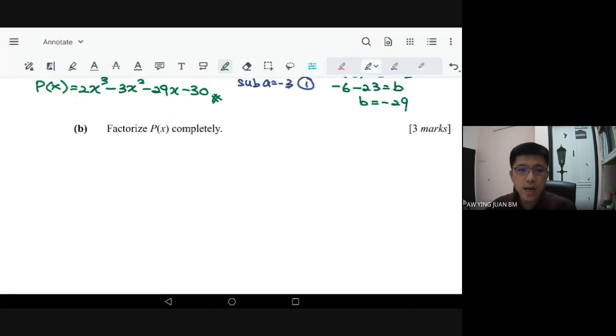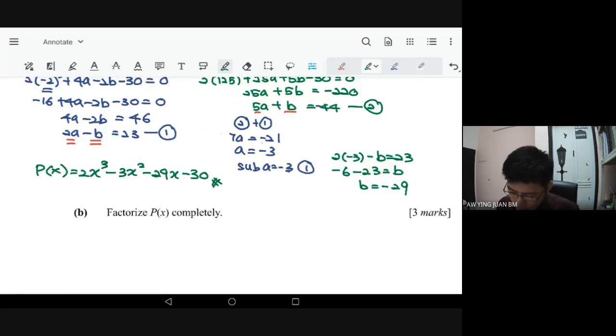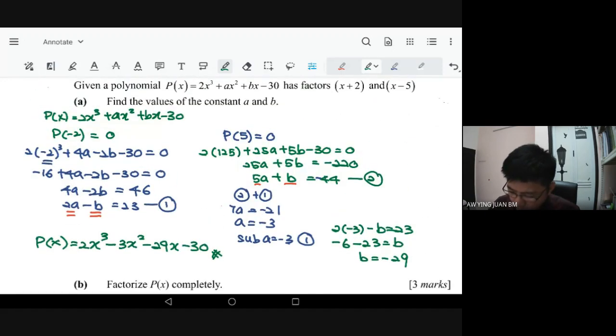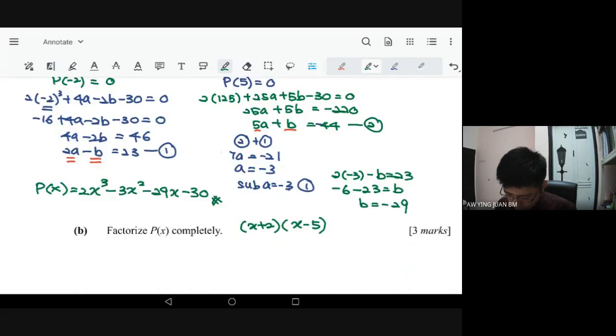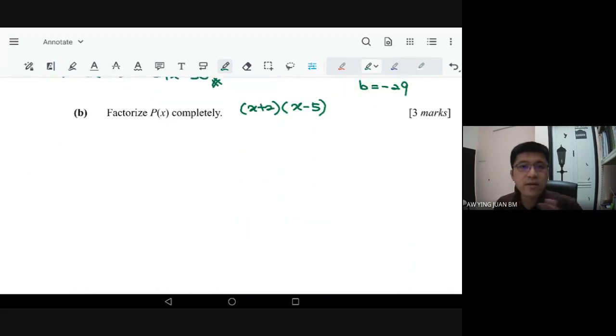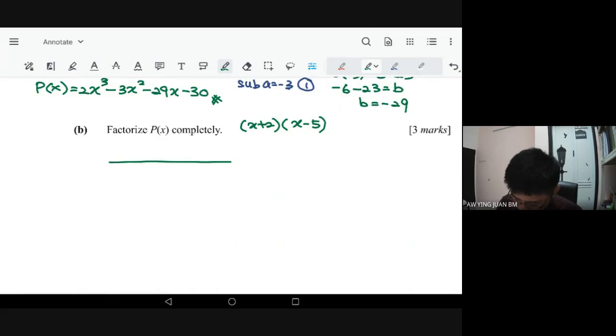So in here, b, they said factorize the px. So factorize the px completely. So how to factorize completely? So remember, in here, we have the factor. Kindly write down the factor: x plus 2 multiplied with x minus 5. So when we mention factorize completely, what we have to do is long division.